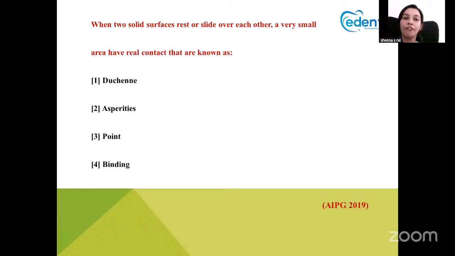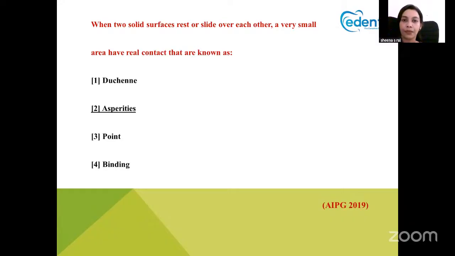So when there is contact between two surfaces, there are certain small areas where real contact takes place. This real contact area is called asperities. Please keep in mind this term. Asperities are the very small areas that have real contact when two solid substances collide or slide over each other.